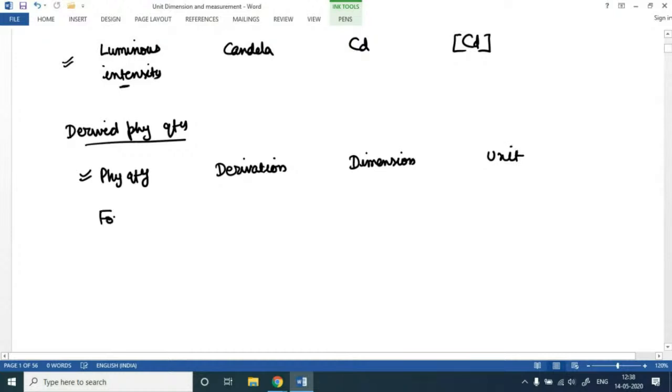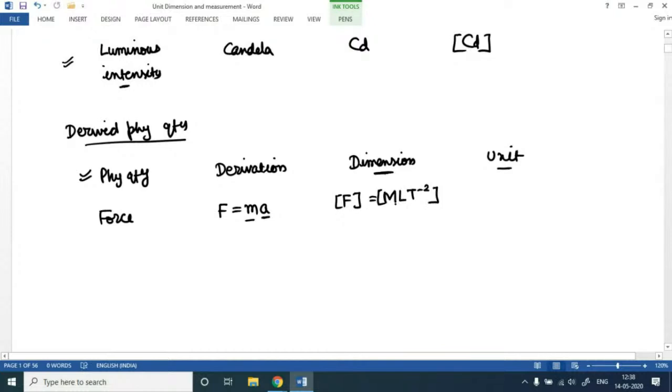So let's take some example over here. Let's say, for example, force. If we want to write the dimension or derive the dimension of force and a unit of force in terms of fundamental physical quantity, we must have some relationship. For example, F is equal to MA, we know, right? And A also is a derived physical quantity. So when we write its dimension, dimension of F would be same as dimension of mass and dimension of acceleration. Dimension of mass is M, and dimension of acceleration would be nothing but LT minus 2. So dimension of force can be derived as MLT minus 2.